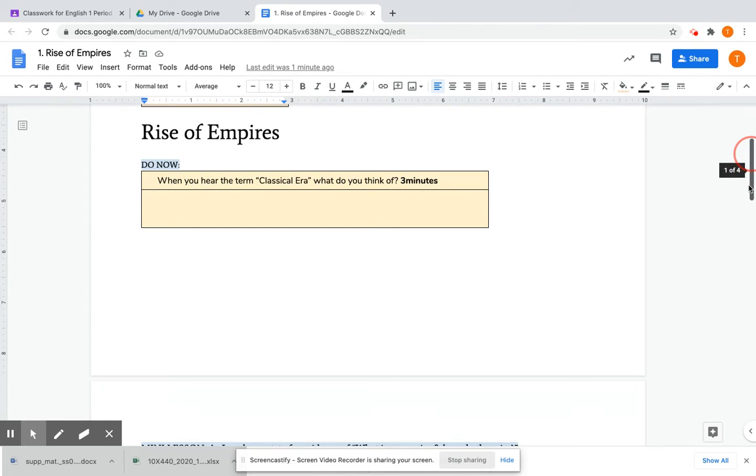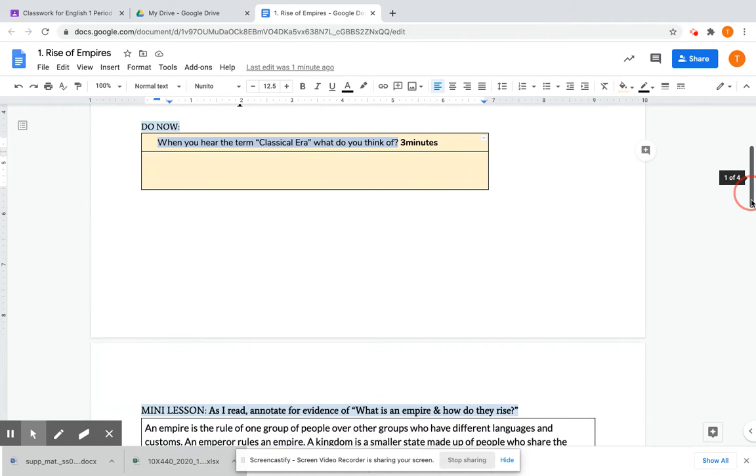As always, we're going to start off the class with our do now. And today's do now question is, when you hear the term classical era, what do you think of? You're going to have 3 minutes to complete that, and that is done independently and silently.